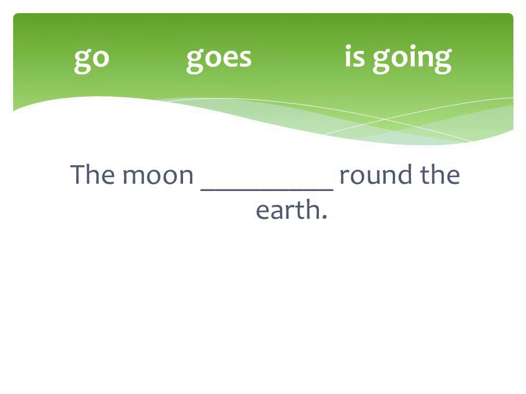The moon blank round the earth. What verb form should we use? Go, goes, or is going.